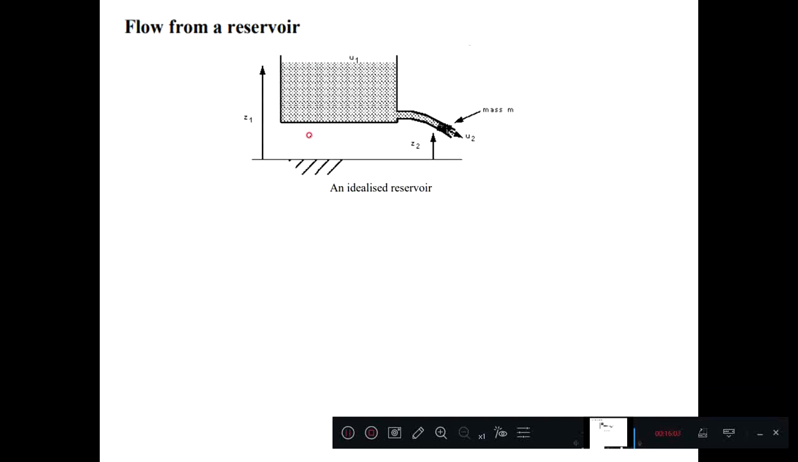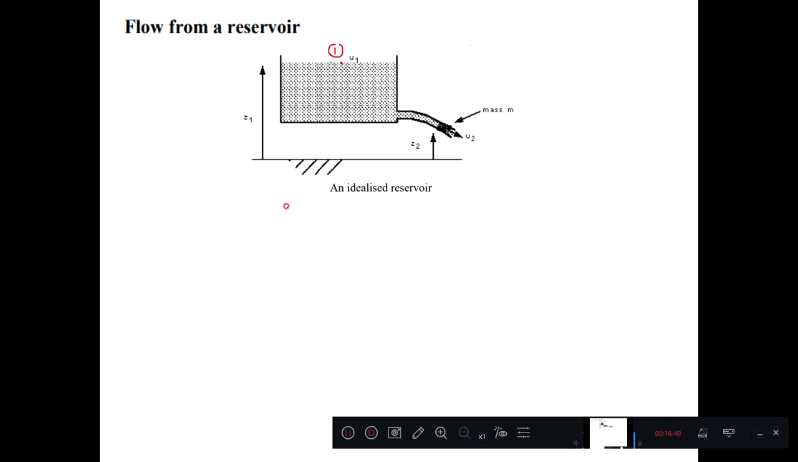There is no movement of water, so the kinetic energy is 0, but the gravitational potential energy is mgz1 at this position. So this is the reservoir. At this position, I am writing position 1, just on the surface of the water. If you take a liquid particle of mass m here, then the potential energy at this position is mgz1.